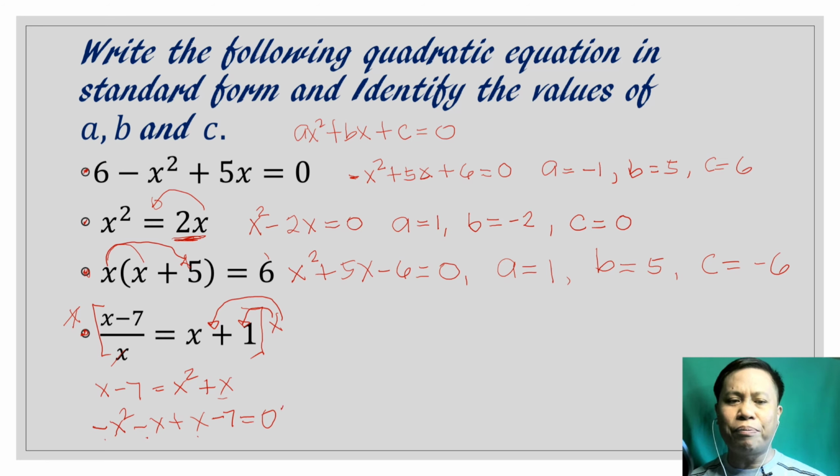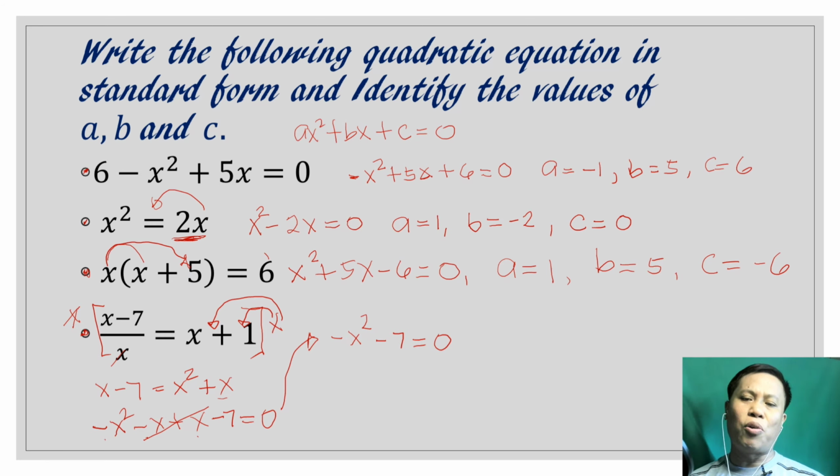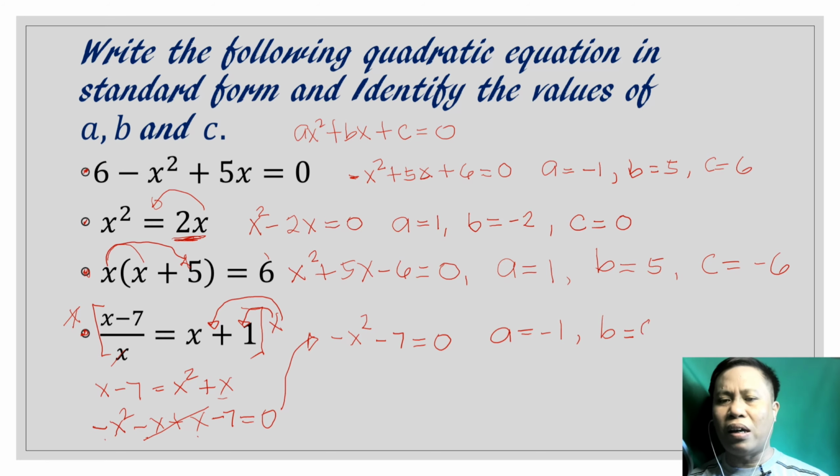And we will combine similar terms. So you have now negative x squared. Then negative x plus x, this will be cancelled, so you have 0. So you only have now negative 7 equals 0. So this is now an incomplete quadratic equation wherein the linear term is missing. So what's the value of a? The value of a is negative 1. What's the value of b? Since the linear term is missing, the value of b is 0. And what is the value of c? That is negative 7.